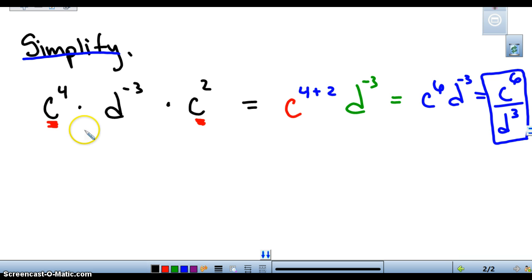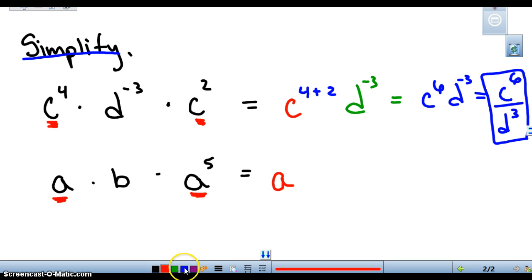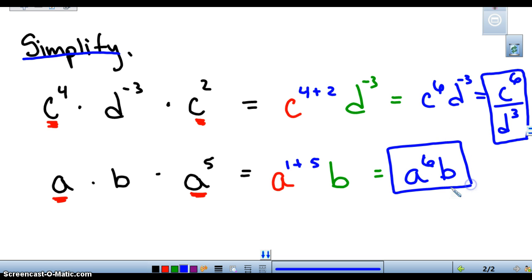Let's try this again. Let's say we have a times b times a to the 5th power. What is our common base? A. We say a. What about the exponent? 1 plus 5 would be correct. What about b? Just b. So my answer would be a to the 6th power b. Can I simplify this anymore? No.